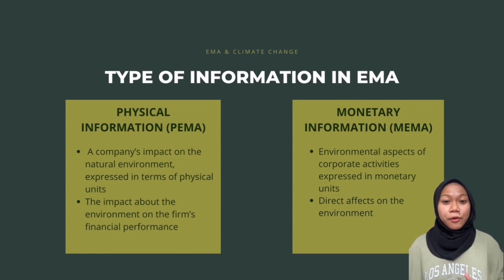And the second information is monetary information, or called MEMA. MEMA focuses on the environmental aspect of corporate activities expressed in monetary units, such as expenditure on cleaner production, cost of fines for breaking environmental laws, investment in capital projects that improve the environment, and monetary values of environmental assets. So we can see that MEMA is about the impact of the environment on the firm's financial performance. And it can be underlined that a key difference between MEMA and PEMA is the type of measurement used and information resulted, namely financial and non-financial measures and information.